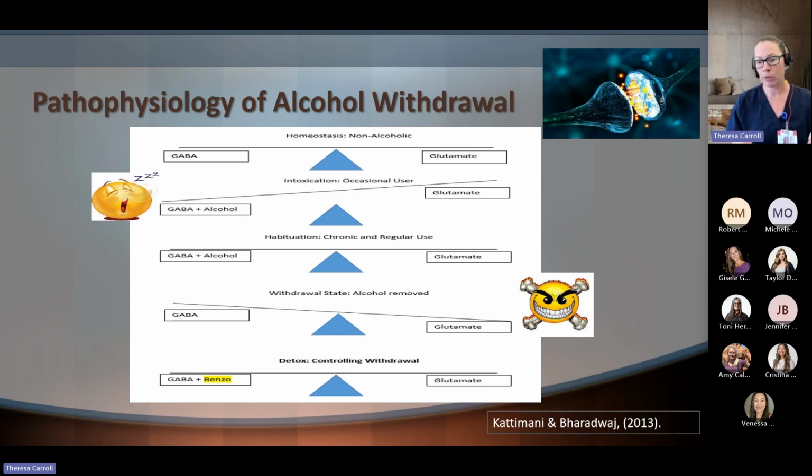So why do we use benzos for the withdrawal? Because they hit the same receptors, right? So it binds up some of those same receptors so that we can have more of a controlled descent. We can ease them off versus just doing it all at one time and have that whole central nervous system be out of whack.